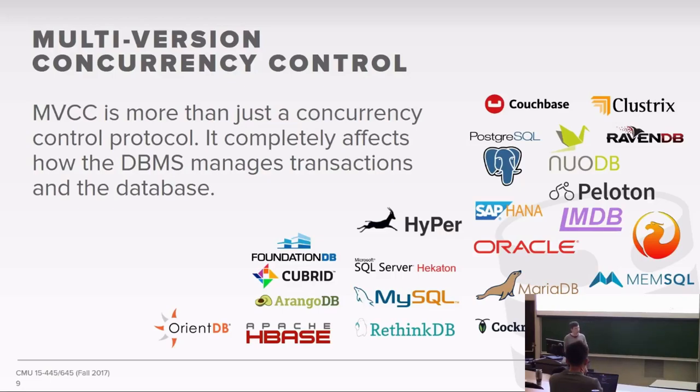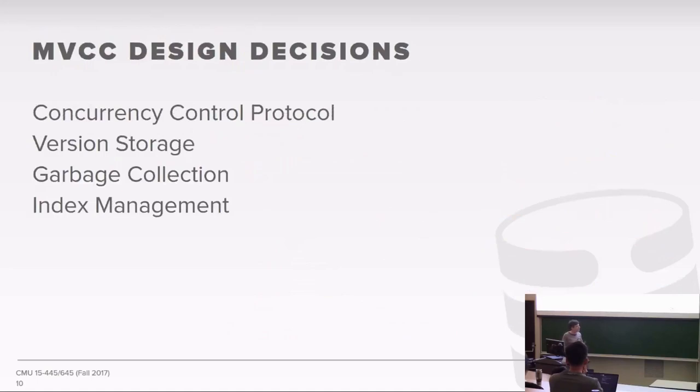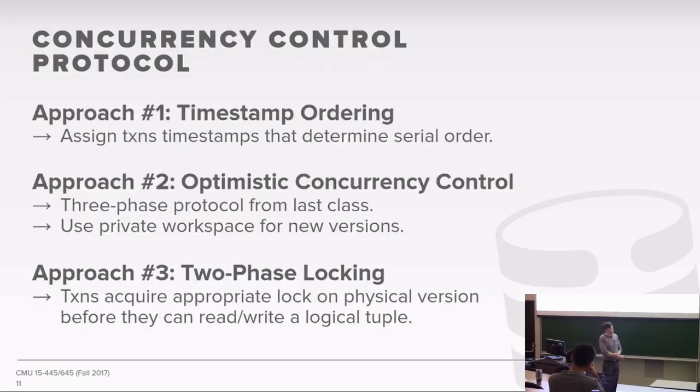The four design decisions we're going to have to deal with are the following. First, the concurrency control protocol, which we've already covered, but I'll say a little bit about it real quickly. Then you have to manage how you're going to store these different versions, and how you're going to do garbage collection to prune the older versions. If you're not doing time travel queries, if you're not keeping the history around forever, how do you find the old stuff to throw away? Otherwise, you're going to run out of space. And then how do you do index management? In particular, for secondary indexes, what should a secondary index actually point to?